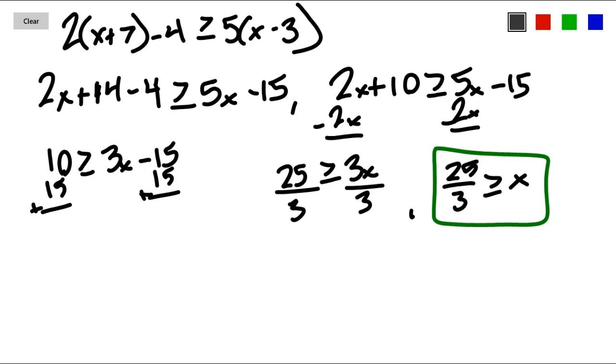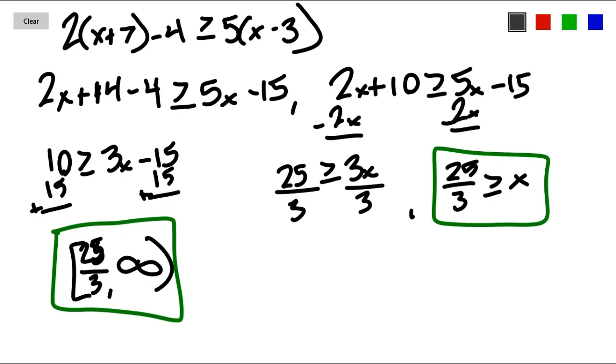And so what I'm going to do now is represent this with interval notation. So I know that x can be every number that's greater than or equal to 25 over 3. So 25 over 3 is the lower bound, and it's included, and x can be any number greater than that. So I represent that with an infinity symbol.